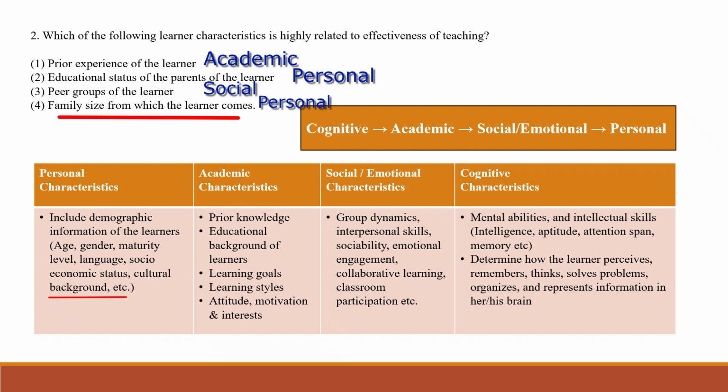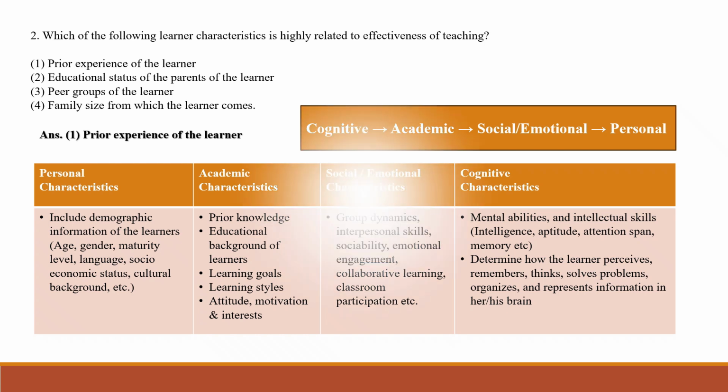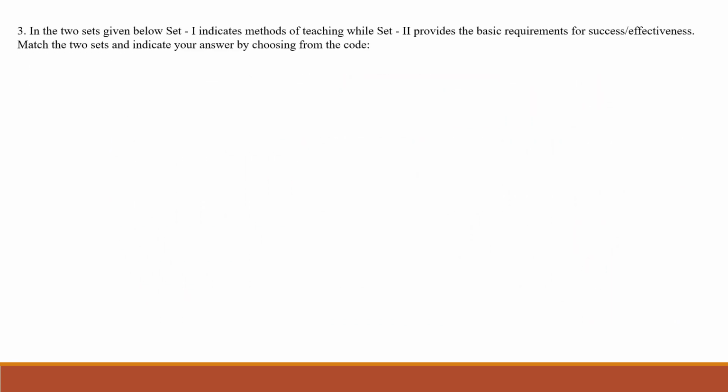None of the options directly represent cognitive characteristics. However, academic characteristics rank just below cognitive factors in importance. The most strongly related factor here is option 1, prior experience of the learner. And that's our answer.